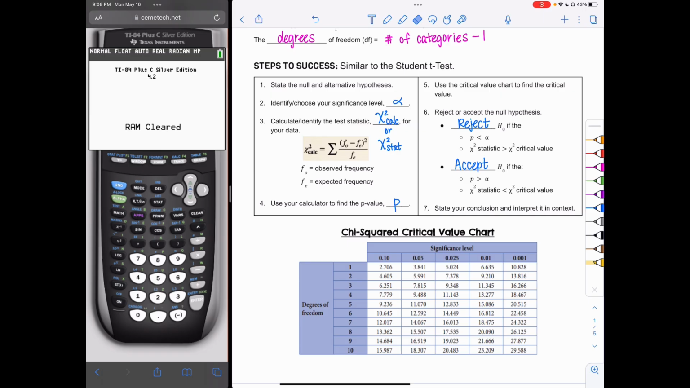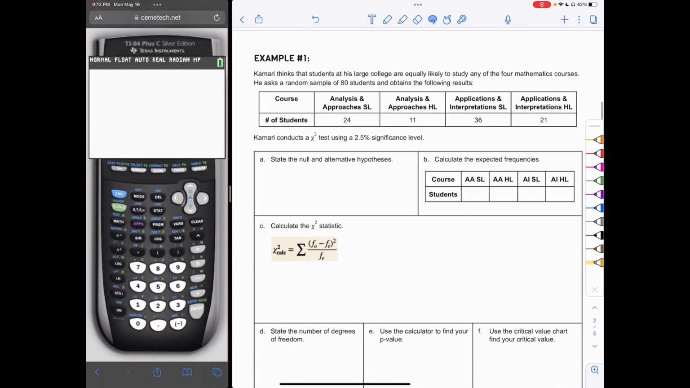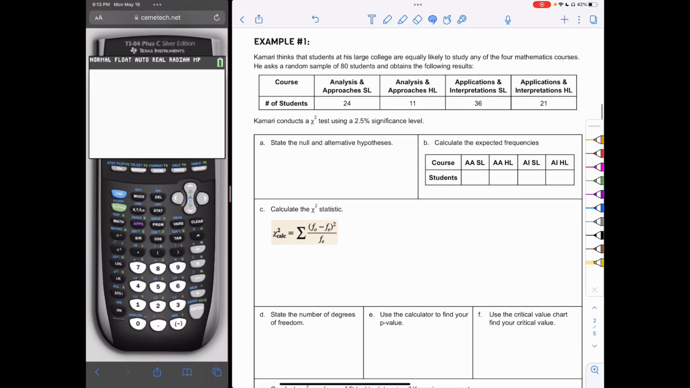So now let's look at example number 1. Example number 1 states that Kamari thinks that students at his college are equally likely to study any of the 4 mathematics courses. He asks a random sample of 80 students and obtains the following results. So the results here, we have 4 math courses and we have the number of students in each course. Kamari is going to conduct a chi-square test using a 2.5% significance level.